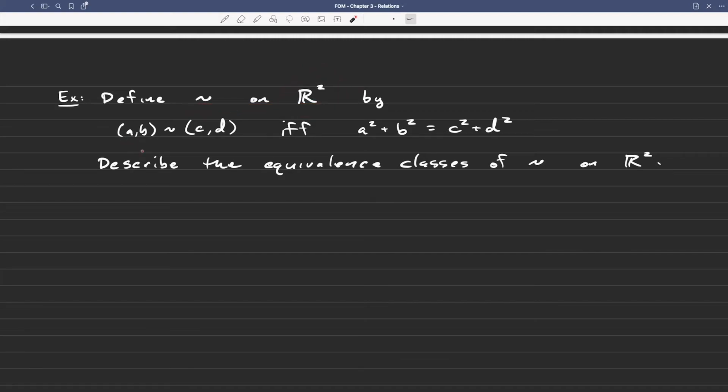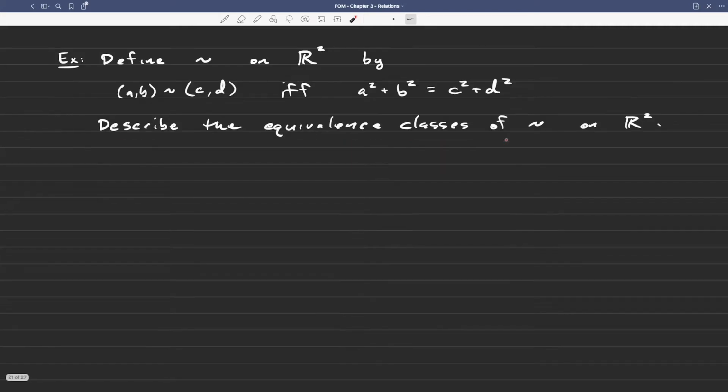And the definition of the relation is that an ordered pair AB is equivalent to an ordered pair CD if and only if this relationship holds between the components of those ordered pairs. So the sum of the squares of their components must be equal in order for them to be equivalent. And we want to see if we can think about what the equivalence classes would be. We've got a whole plane full of points to think about.